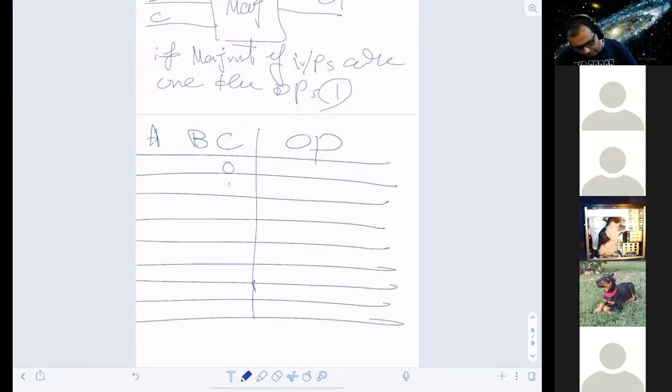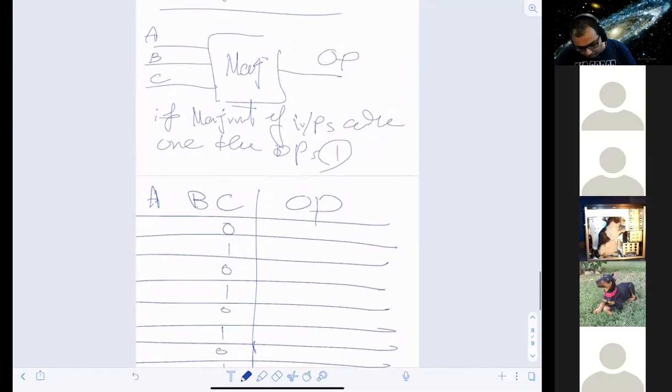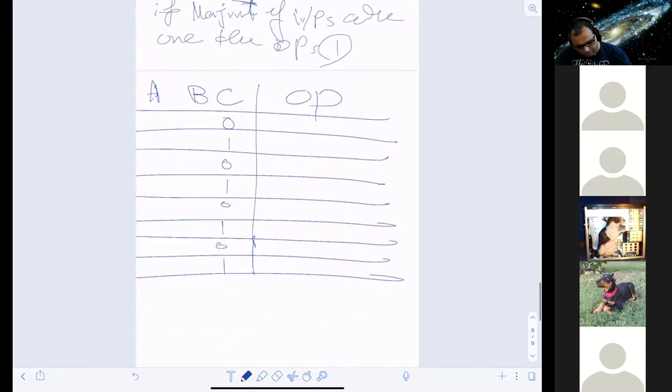Does this thing not have a selector? No, it doesn't have any selector. It's just majority. It just came into it. Okay. 0, 0, 0, 1, 1, 0, 0, 1, 1, 1, 2, 3, 4, 1, 2, 3, 4.